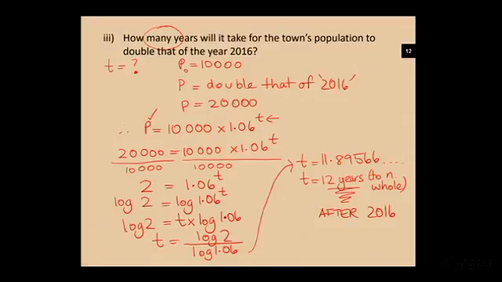But sometimes our questions in the tute might say, during which year did that population hit the 20,000 mark? All right, so during which year is a slightly different question. This only asked how many years will it take, okay? So that's that question out of the road.